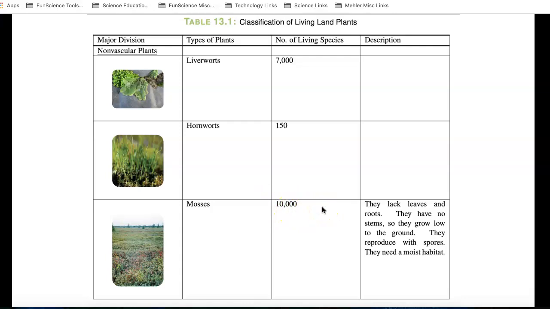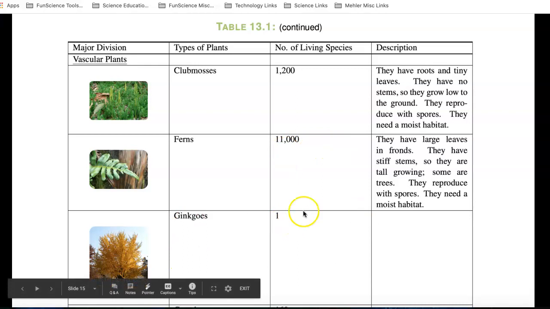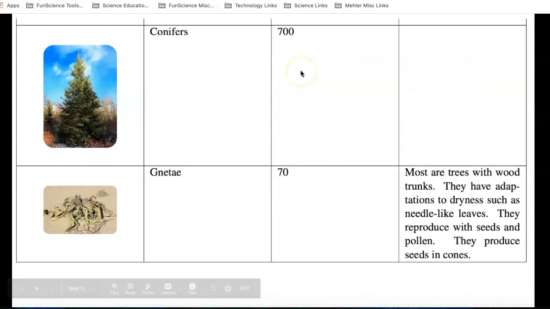So let's look at the next one. We're looking at vascular plants like club mosses, ferns, ginkgos. The number of living species of club mosses, 1,200. Ferns, 11,000. Ginkgos, only one species left. Only one species. Some more vasculars, conifers. So evergreens are about 700 species. Gnetophytes are about 70 species.